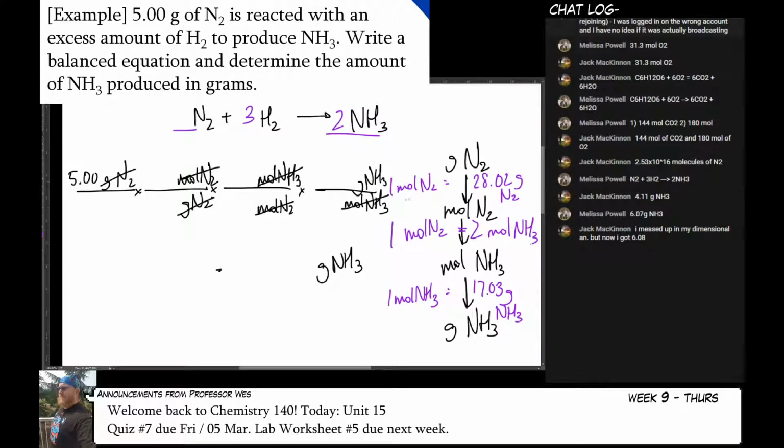And now we'll do the numbers. So 1 mole is 28.02 grams of N2. 1 mole N2 is 2 moles NH3. And then 1 mole NH3 is 17.03 grams. We'll punch the numbers into the calculator. And I got 6.08. There you go.